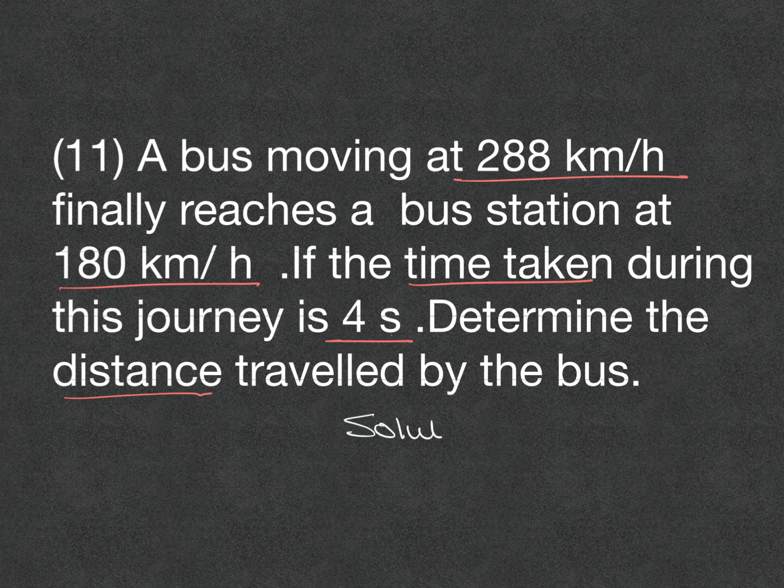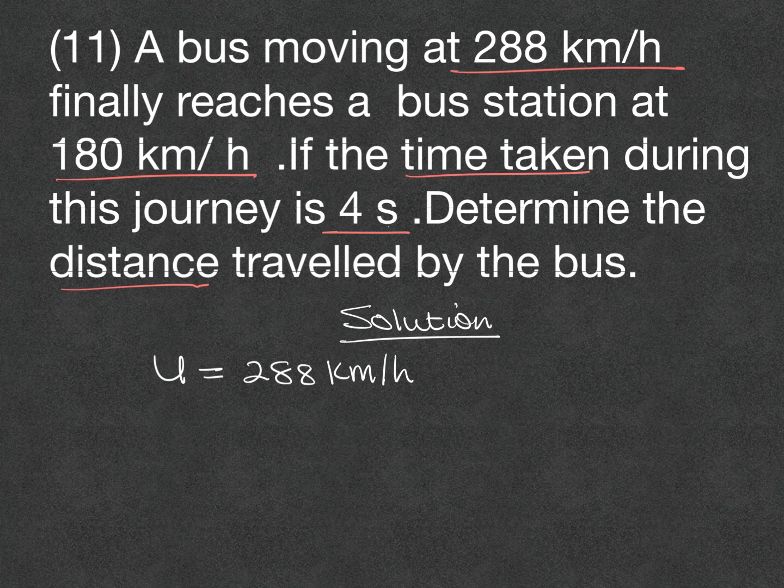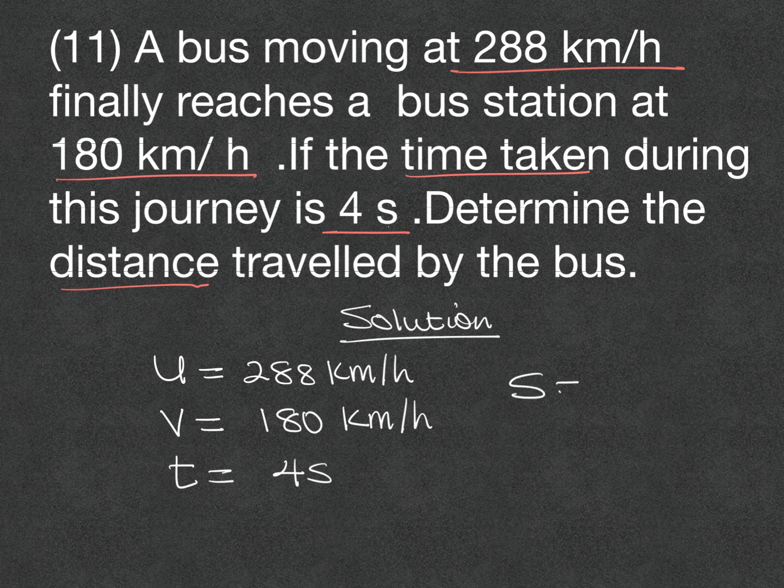Solution: the initial velocity of the bus is 288 kilometers per hour. The final velocity of the bus is 180 kilometers per hour, and the time taken is 4 seconds. So we are asked to calculate the distance traveled by the bus.